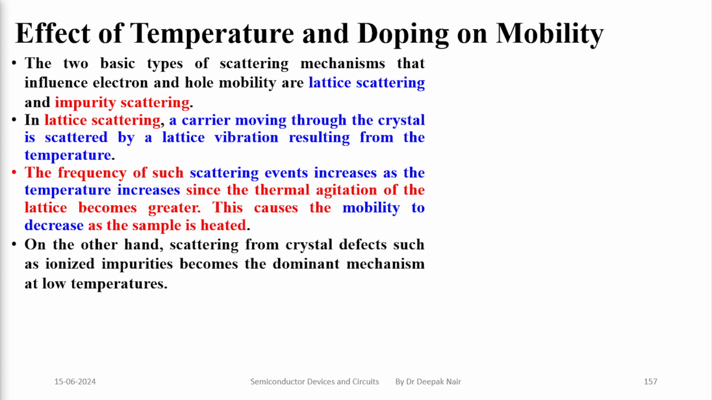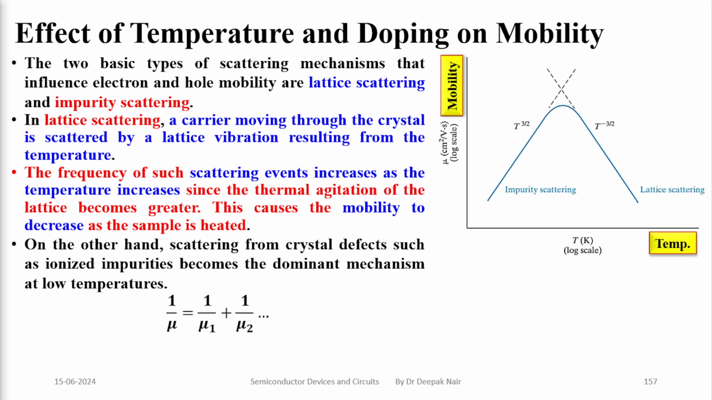On the other hand, scattering from crystal defects such as ionized impurities becomes the dominant mechanism at low temperatures. So at higher temperatures, we get lattice scattering. This graph represents how impurity and lattice scattering are affected or generated at different temperatures. At low temperatures we have dominant impurity scattering, and at higher temperatures the scattering is dominated by lattice scattering.